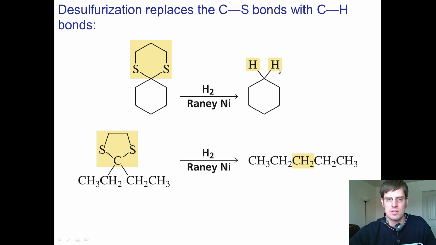The thioacetal used does not have to be a 6-membered ring like this. It can also be a 5-membered ring. So this cyclic thioacetal will also submit to these reaction conditions to completely replace these 2 sulfurs with hydrogen atoms. You'll notice that that would give me a 1, 2, 3, 4, 5 carbon long chain completely hydrogenated, which is this product, pentane.